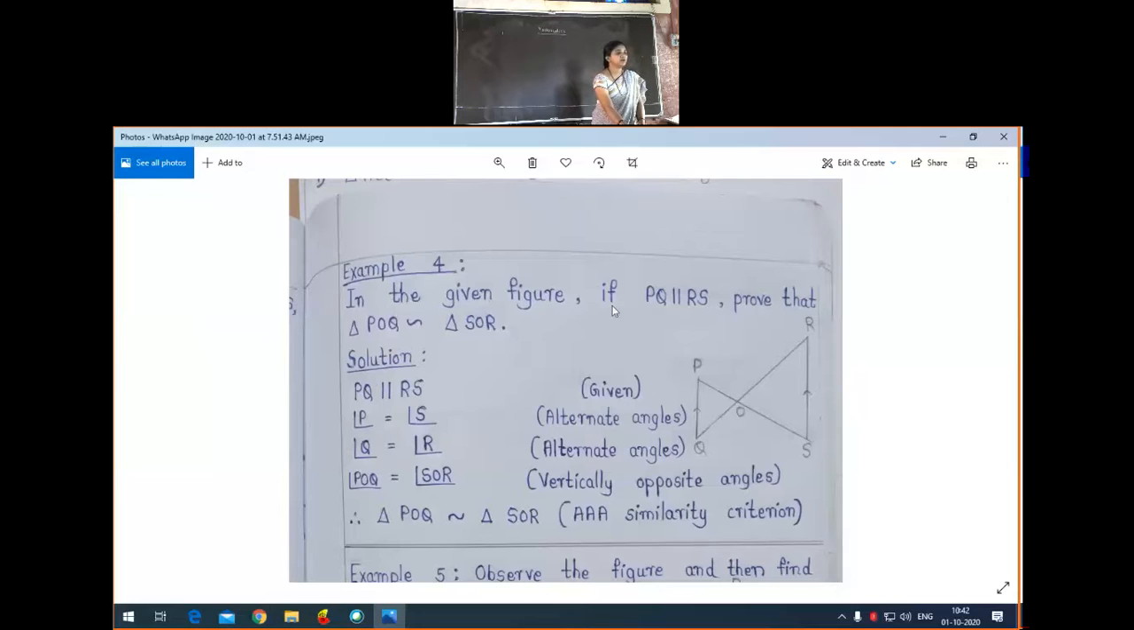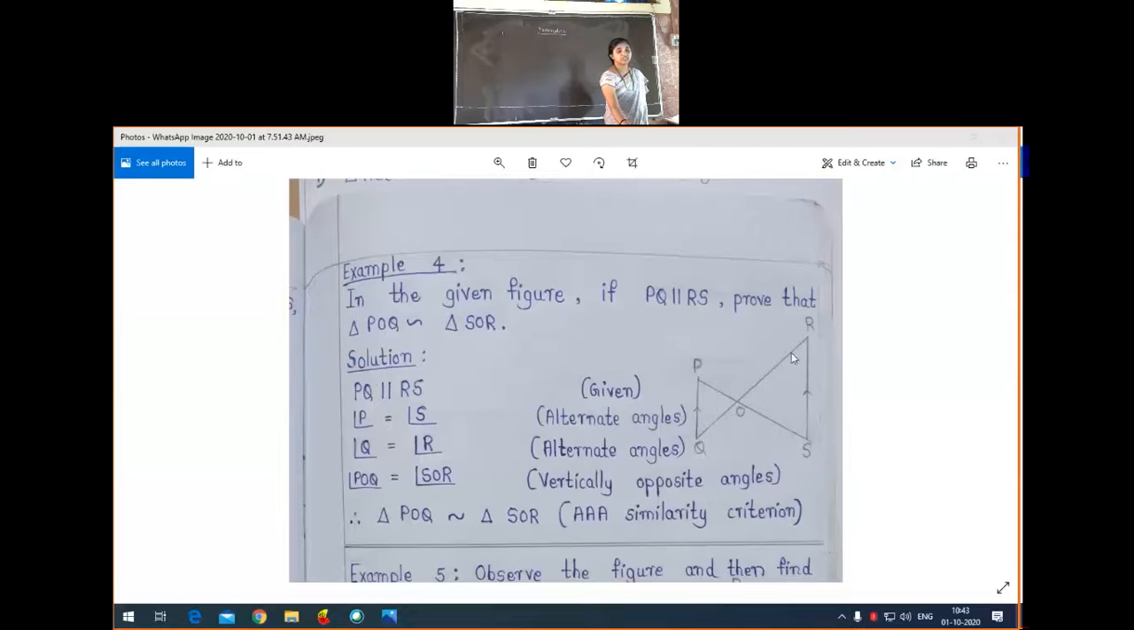In the given figure, if PQ is parallel to RS, prove that triangle POQ is similar to triangle SOR. So it is a very simple problem, students. One figure is given. In that figure, one condition is given, that is PQ parallel to RS.